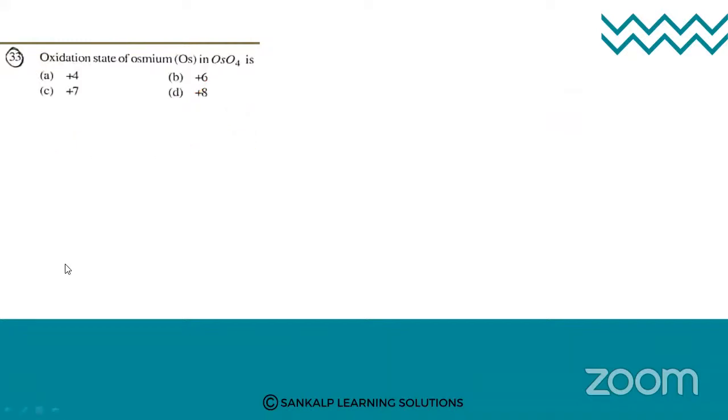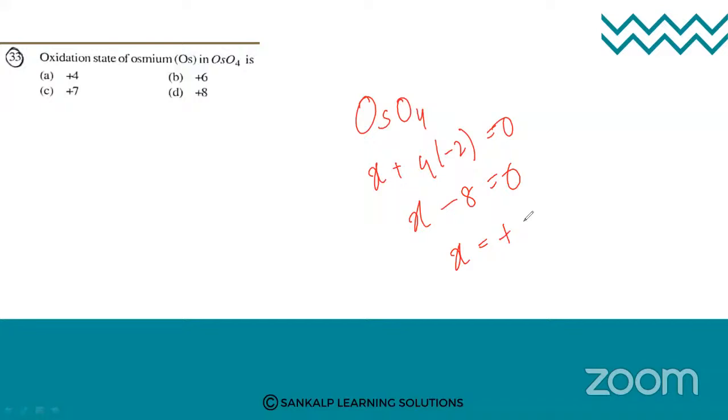Oxidation state of osmium in OsO4 is? So what is the oxidation state of osmium? X plus 4 into minus 2 equals 0. X minus 8 equals 0. So X is equal to plus 8. So the oxidation state of osmium is plus 8. Yes, Priyanka, Aishu, Sita. Very good. So it is D. Yes, Pavitra, it is D.